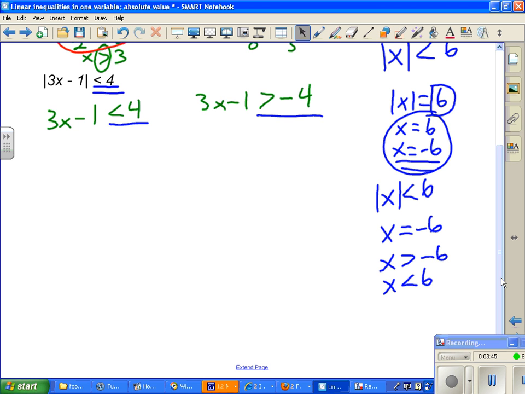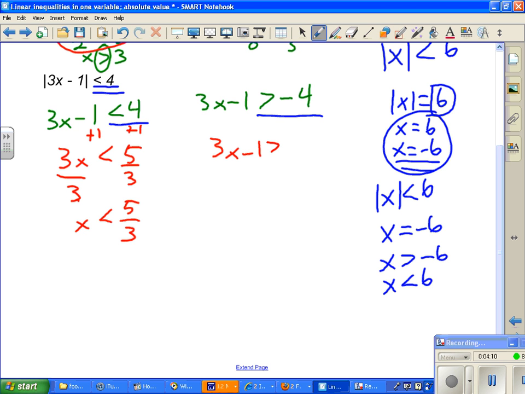Now once you have that, you just go ahead and solve like normal. So 3x is less than, add 1 to both sides, 3x is less than 5. And now I divide by 3, so x is less than 5/3. Well, there's 1. Now I solve the other one. 3x minus 1 greater than negative 4. So I add 1 to both sides. 3x is greater than negative 2. X is greater than negative 2/3. Now I didn't have to flip the inequality because I was dividing by positive 3. So it didn't matter.